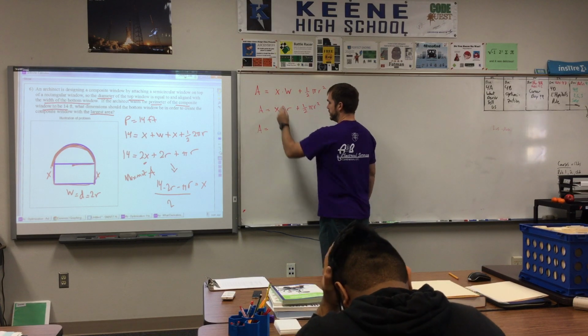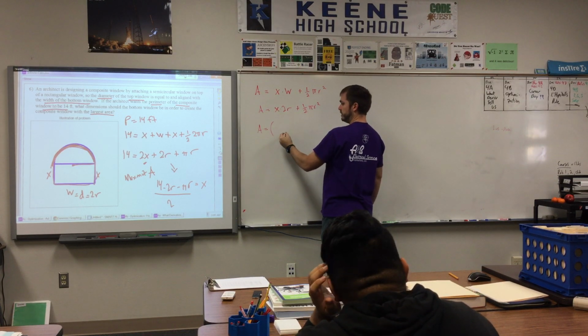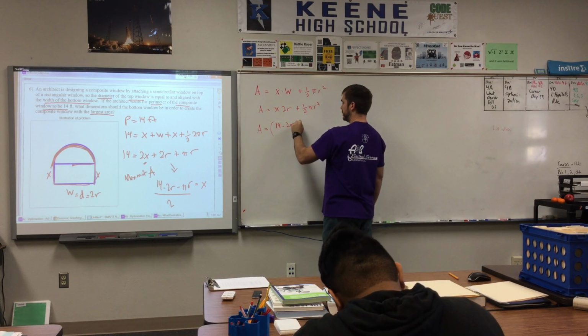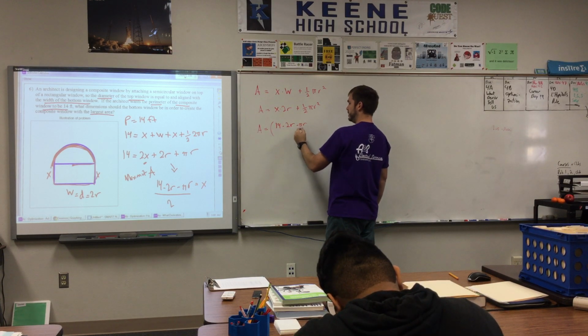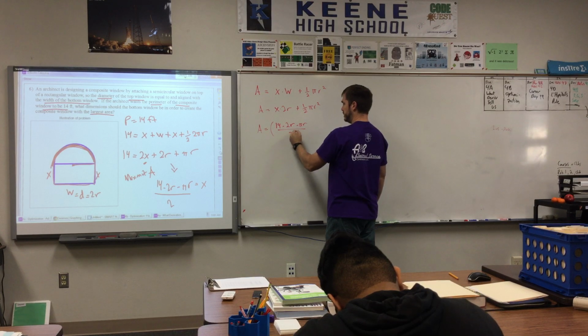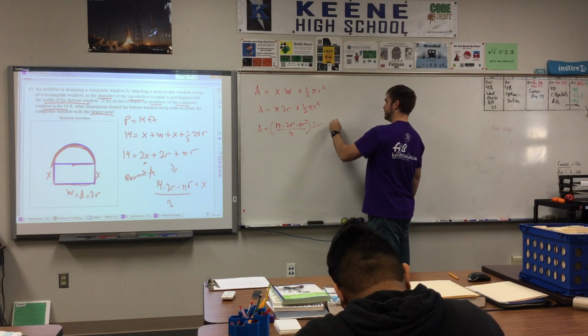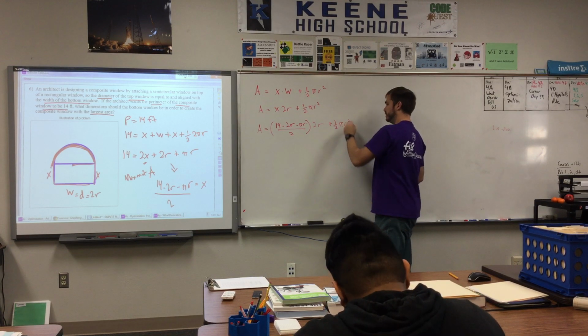Area equals, and in place of the x, I'm going to put 14 minus 2r minus pi r, all over 2, times 2r plus 1 half pi r squared.